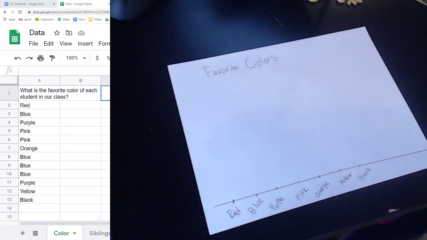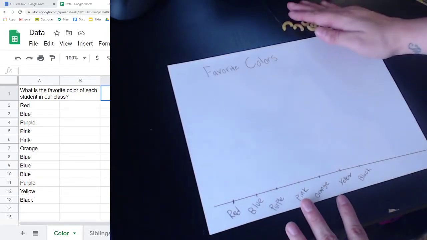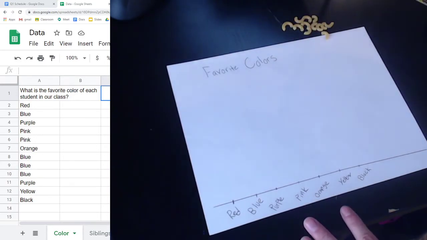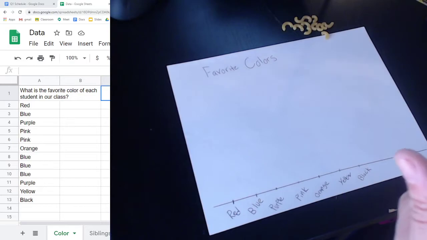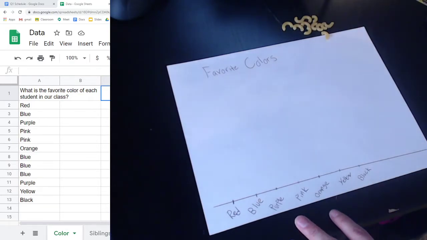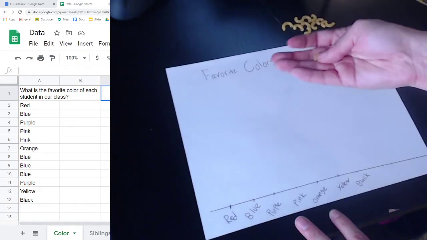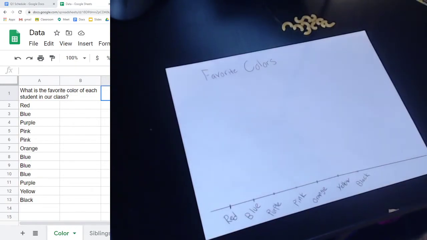And dots can be whatever you have. I'm going to be using these little macaroni pastas. You can use marshmallows or M&Ms or Skittles. If you have little beads or if you have coins, whatever you have that's kind of small like this, and you can place on your paper.